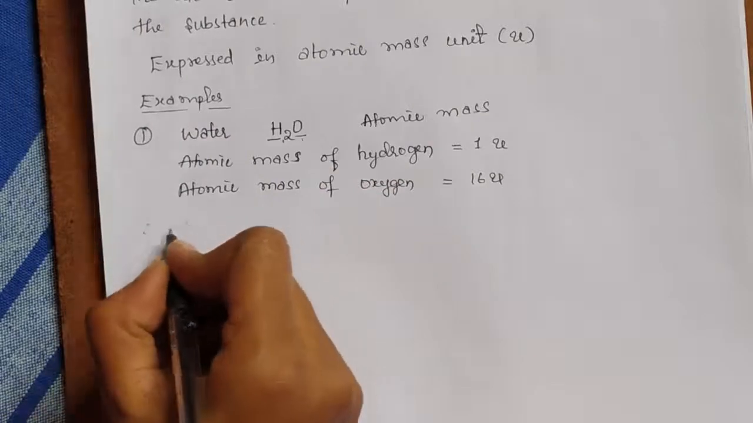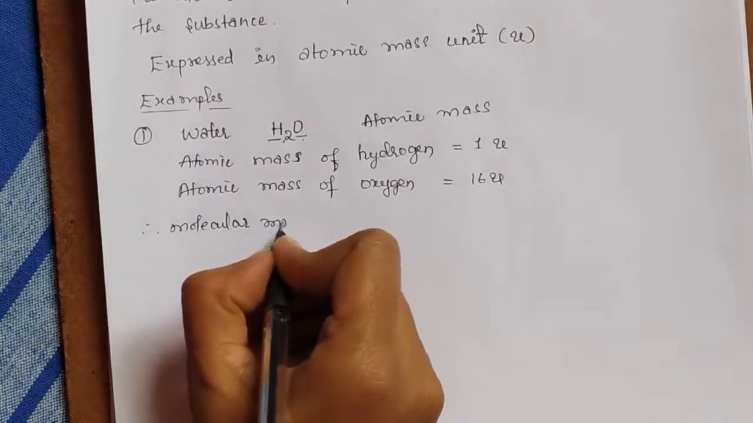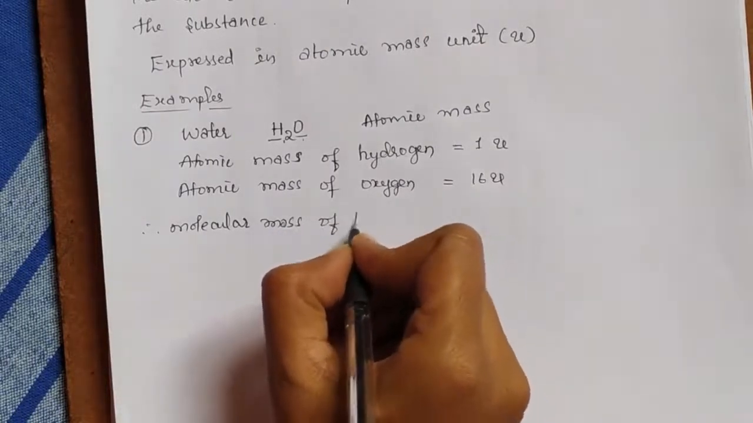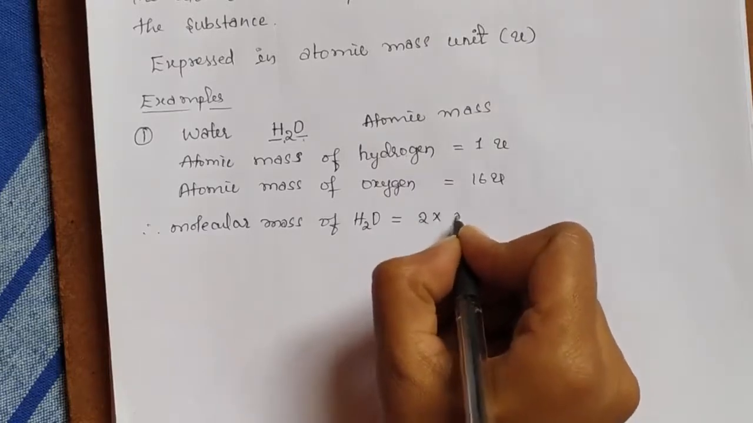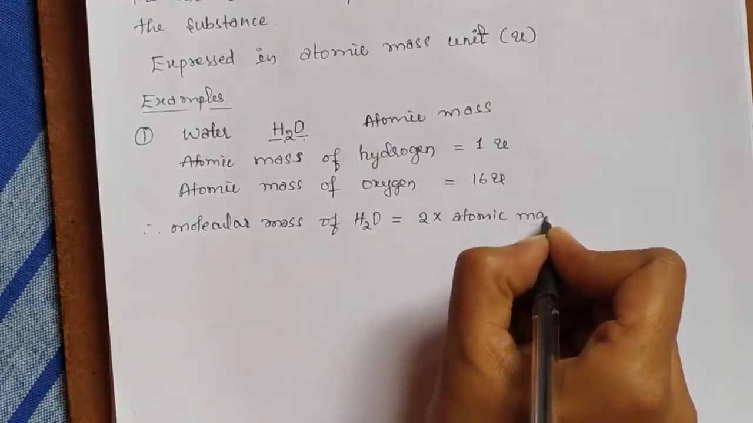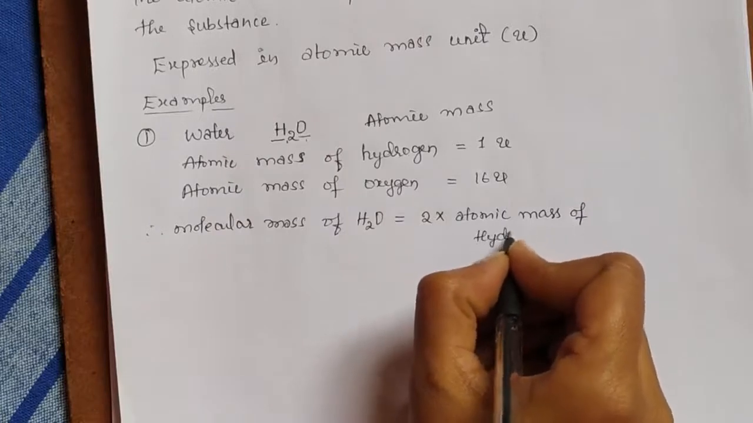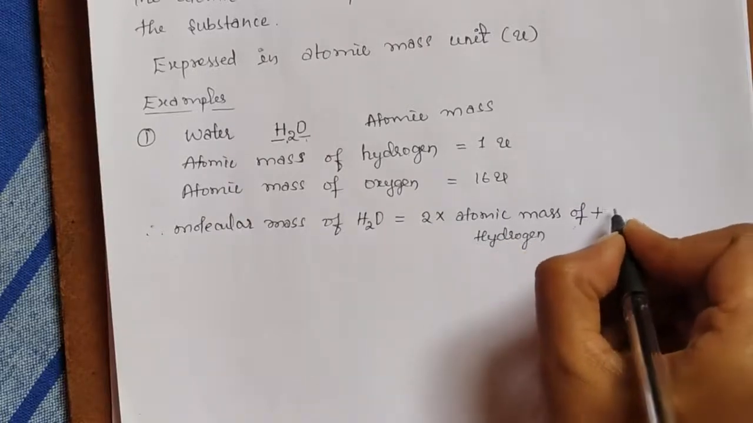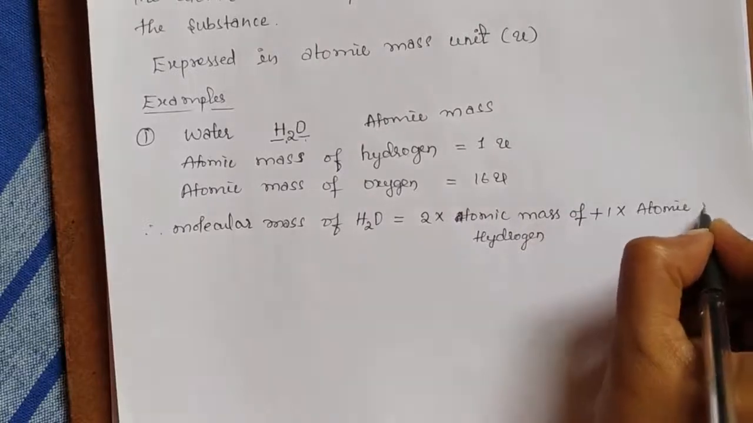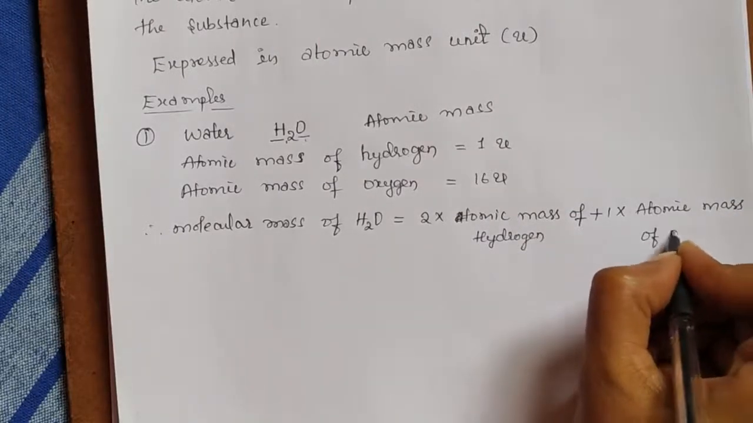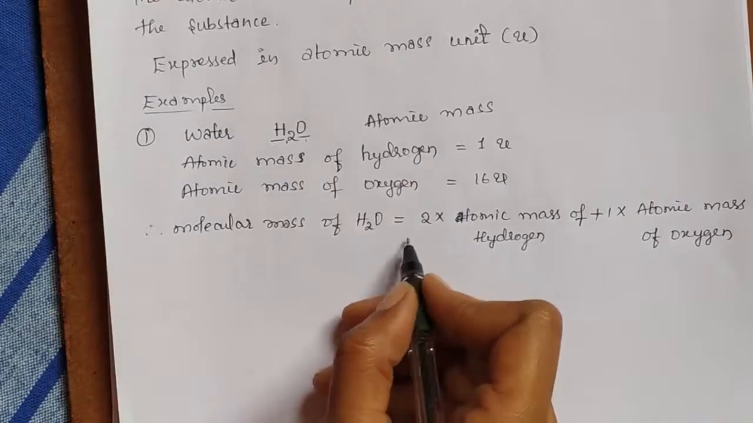Now we can calculate the molecular mass of water is equals to 2 into atomic mass of hydrogen plus 1 into atomic mass of oxygen.